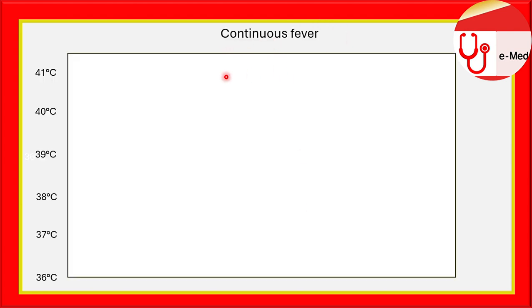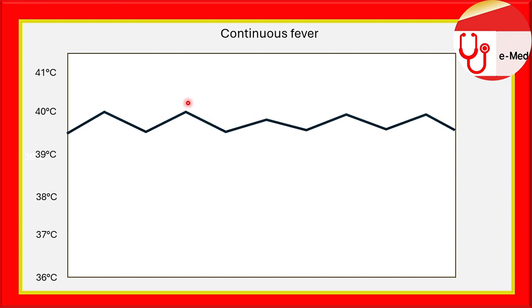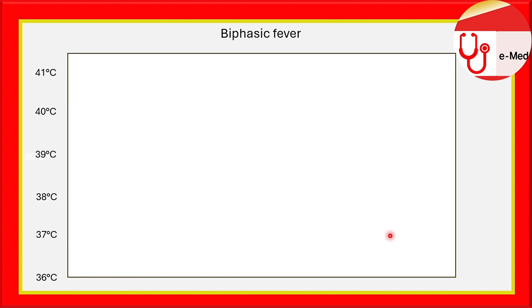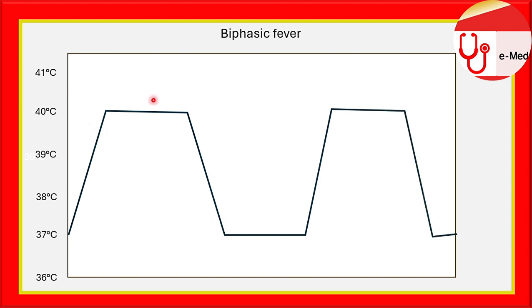Third one, the continuous fever. In this type of fever, during the course of 24 hours, there is a sustained rise in temperature, also known as sustained fever. The fluctuation in temperature is less than 1 degree Celsius, which differentiates it from recurrent fever. So the temperature difference is less than 1 degree Celsius and it never touches the baseline. So this is continuous fever. The examples of continuous fever include typhus, pneumonia, visceral leishmaniasis.